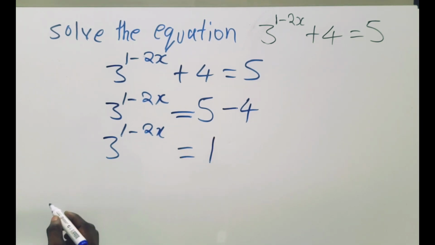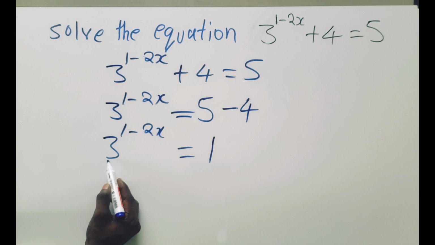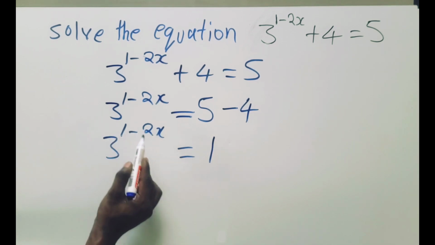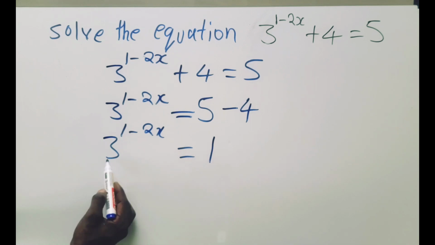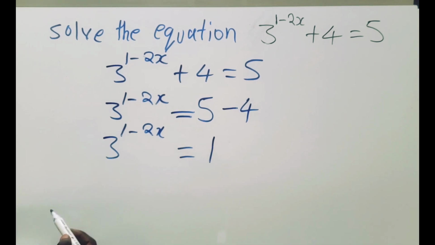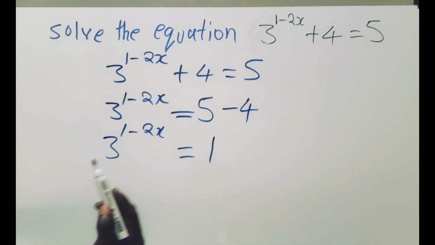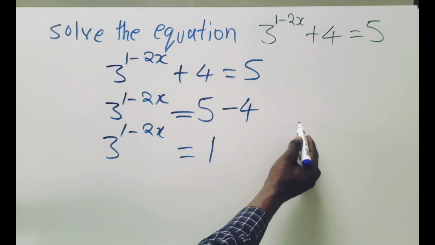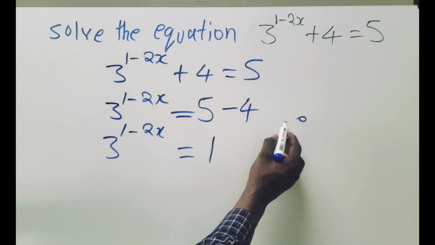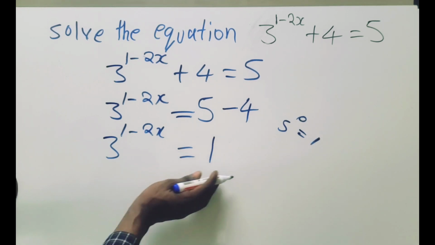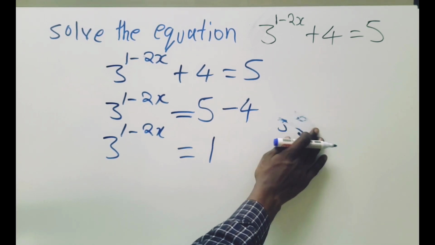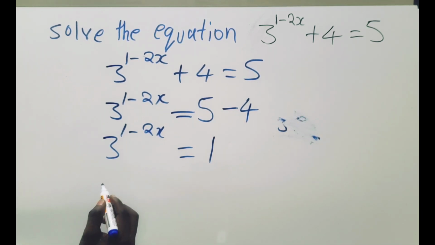So how do we do it here? This is 3, and we can't manipulate this one. So how can we write this one such that the base becomes 3? Well, we know that any number raised to the power 0 is 1. For example, 5 raised to the power 0 is equal to 1, right? Yes, that's the thing.